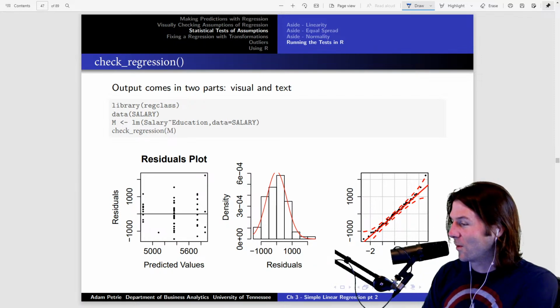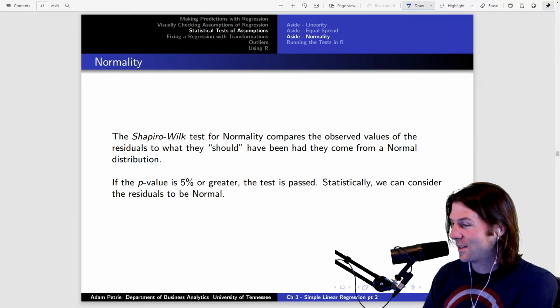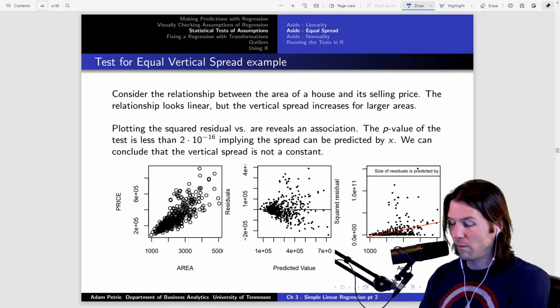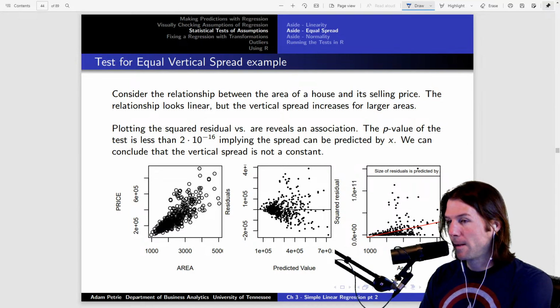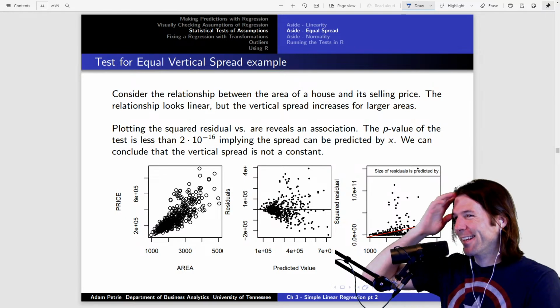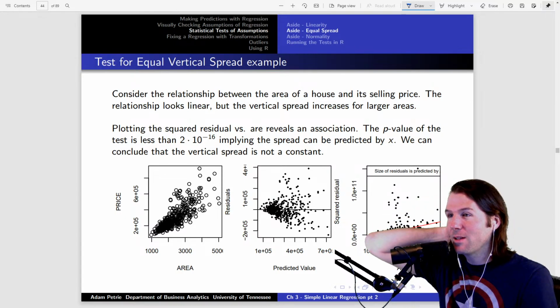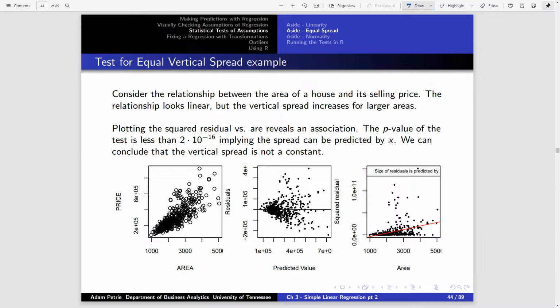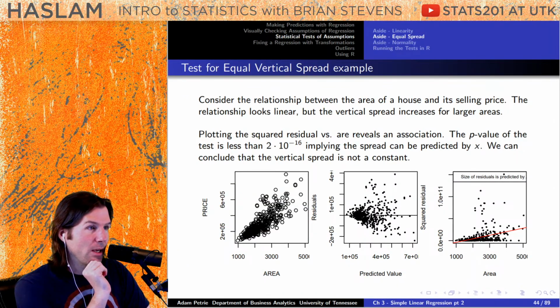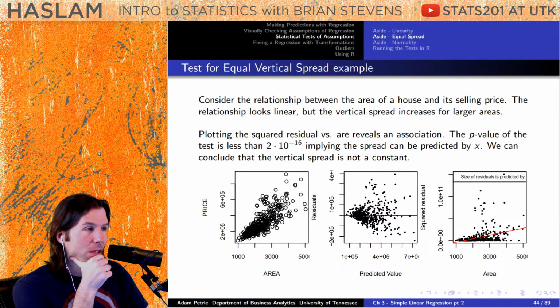Confused by the wording on slide 44. Let's look at slide 44. Yeah, exactly. You're doing a great job. These are great questions. Let me see which part you're confused about. Okay, let's go over to the lecture slides. There we go. Consider the relationship between the area of a house and its selling price. The relationship looks linear, but the vertical spread increases for larger areas.